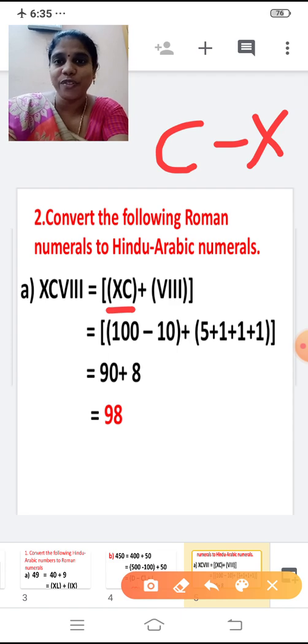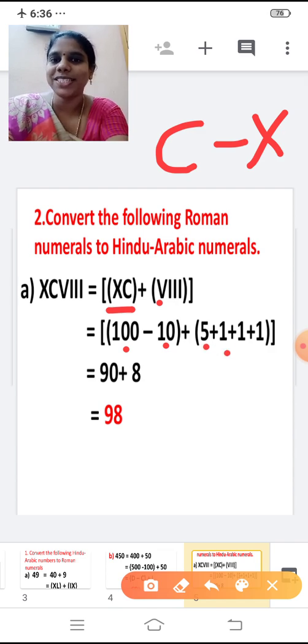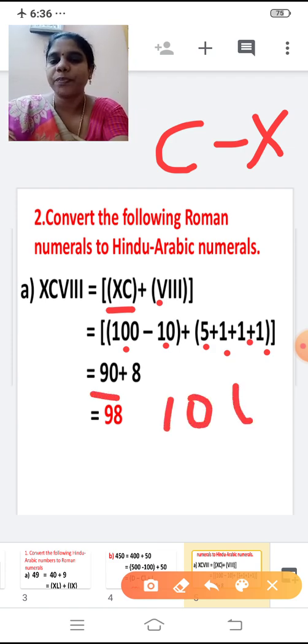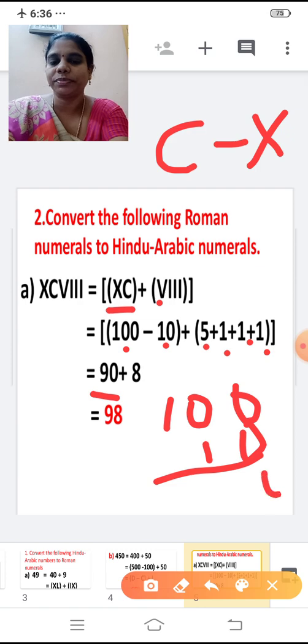What is the value for C? 100. So write 100 minus, what is the value for X? 10. 100 minus 10, that we'll see now, plus, what is the value for V? You know the value for V, right? 5 plus I. What is the value for I? 1 plus, again one more I, 1 plus 1. Now 100 minus 10, 90.